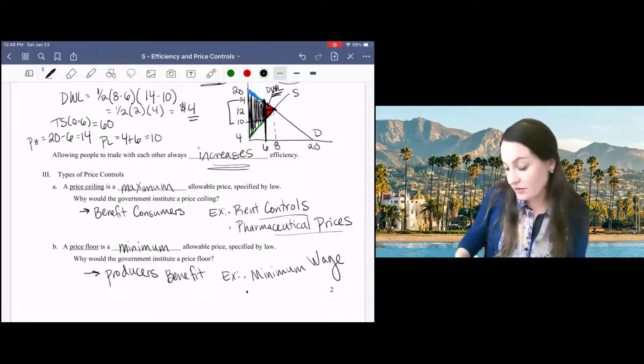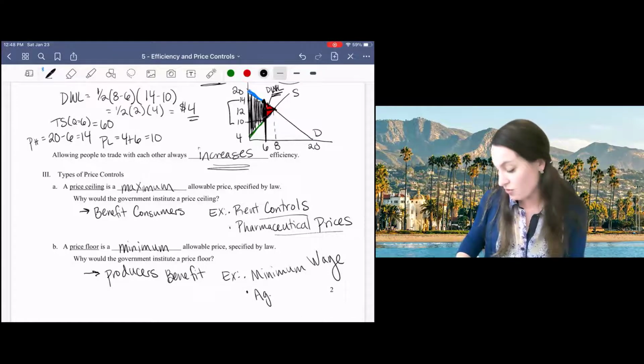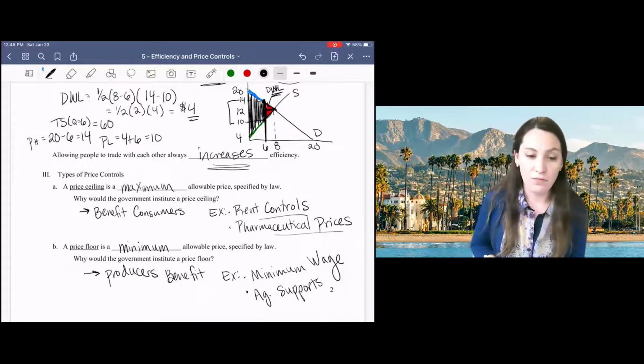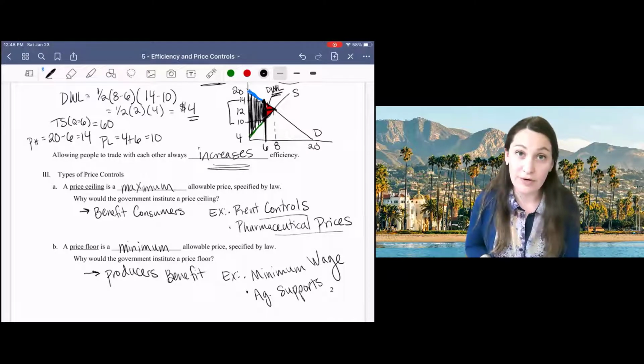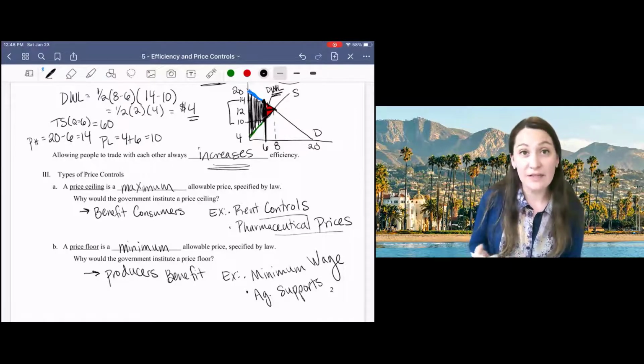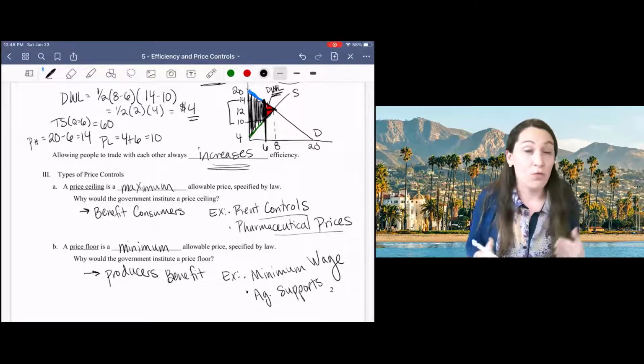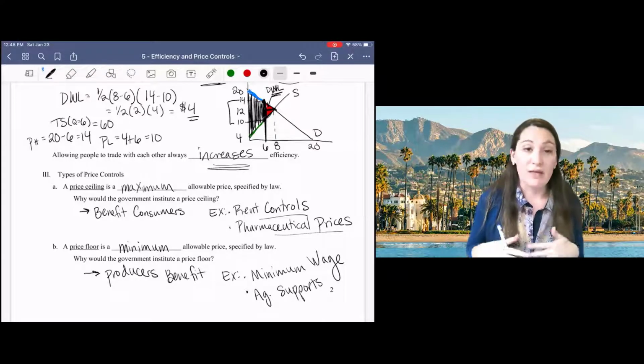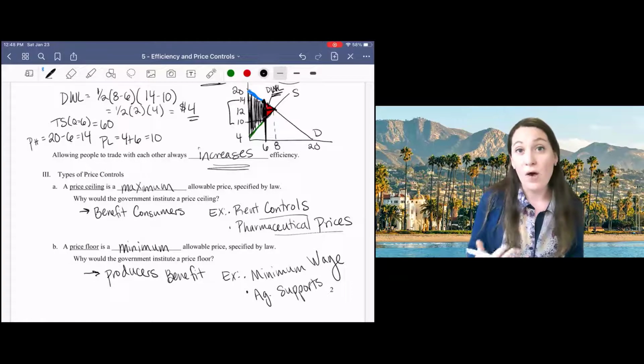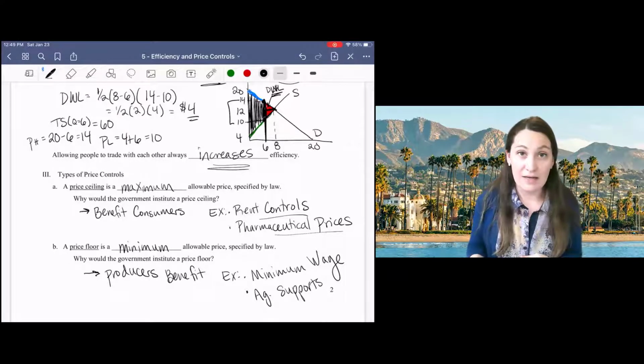And another example is agricultural supports. In this instance, we have policies to increase the prices of agricultural products, to decrease variability in that market, and also to support domestic agriculture. Again, whether or not that's a worthwhile goal is up for debate. In this section, what we want to do is to analyze how well the policy achieves its goal.